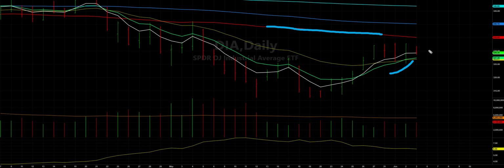Now, we had an inside day for the DIA. We talked about the inside day on the index itself. Well, here's the inside day on the DIA. If you notice the high and the low for Thursday, well, the high and the low on Friday was inside of the highs and the lows on Thursday. That's an inside day. So we had the inside day, and it was a bearish inside day.